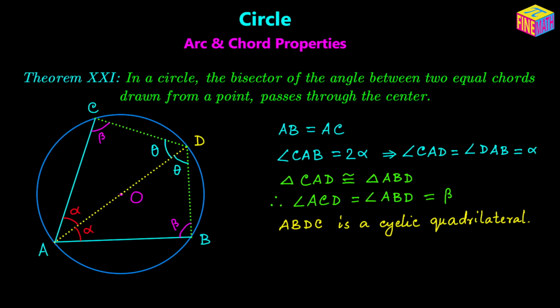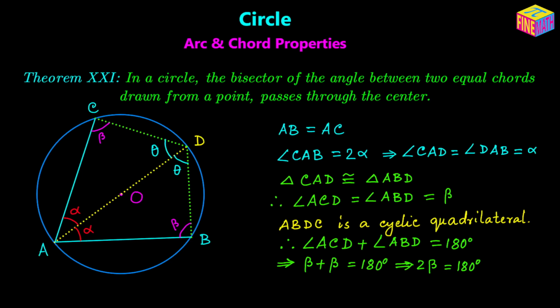So for this cyclic quadrilateral also, we can make the same claim that the angle C and the angle B, their sum will be equal to 180 degrees. And that is nothing but beta plus beta is equal to 180 degrees. That means 2 times beta is equal to 180 degrees. And that means beta is equal to 90 degrees.